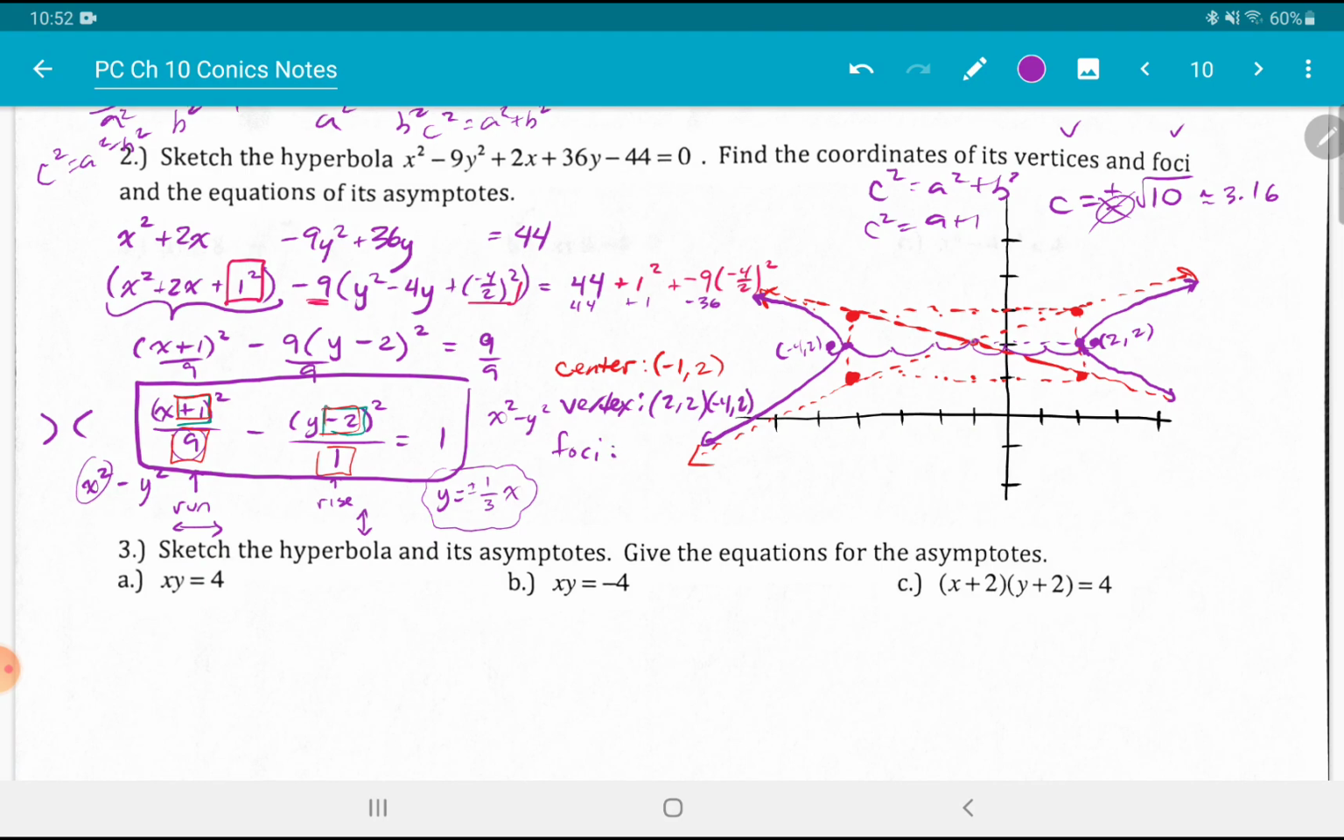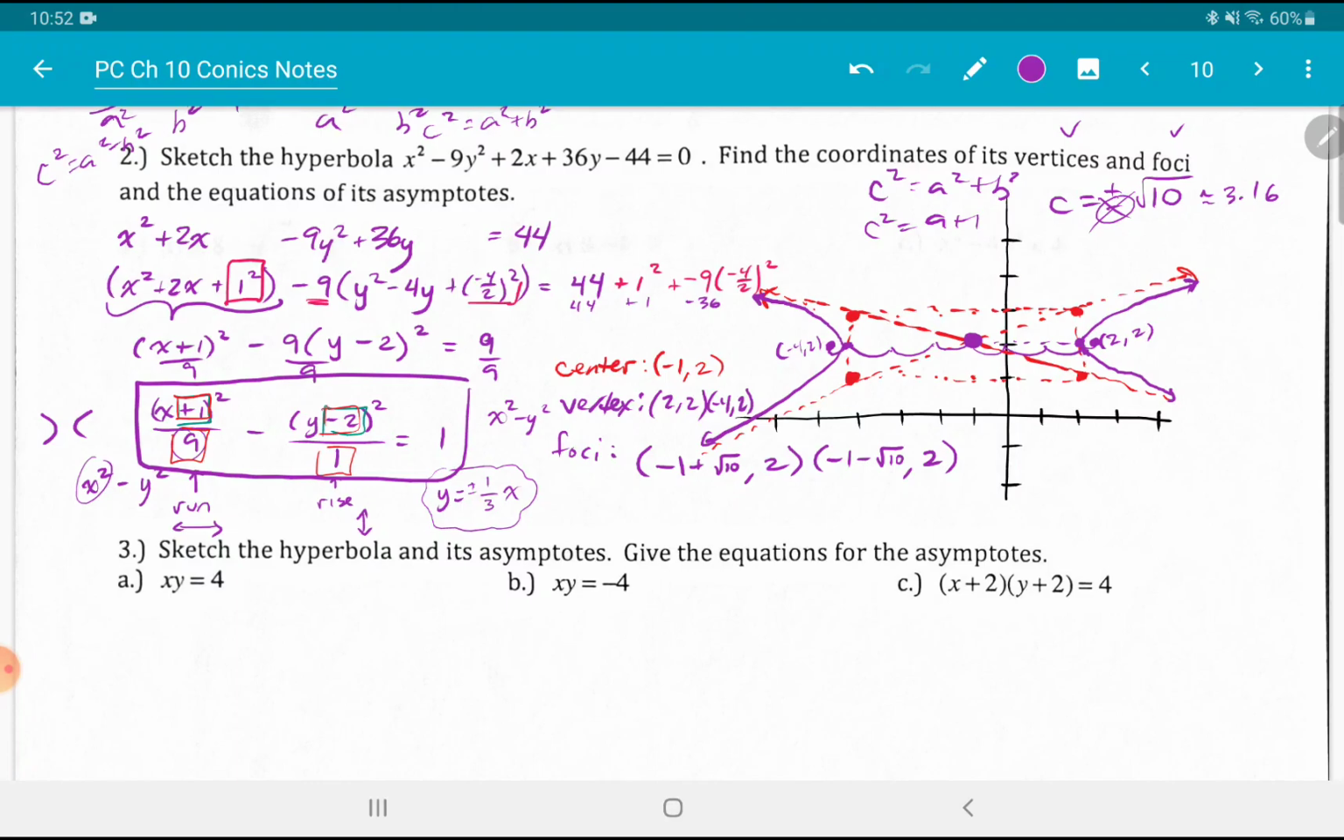Well, that's going to be, remember, what we're coming from is from the center, which is at negative 1, 2. So one of the focus points is going to start from negative 1, and you're going to the right, so negative 1 plus square root 10, but the y value stays the same, so comma 2. And then the other focus is going to be negative 1, and now you're going to the left, so minus root 10, comma 2, like that.